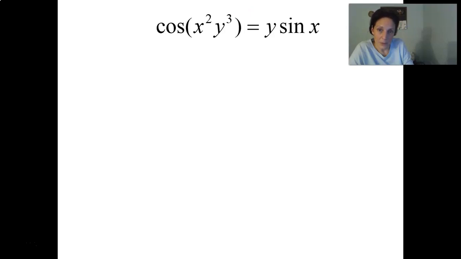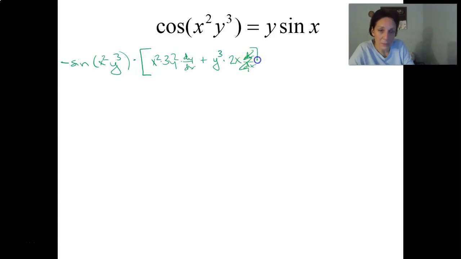All right, so let's do the derivative of the left and the derivative of the right. The derivative of the cosine of something is negative sine of that something times product rule. So x squared, derivative of y cubed is 3y squared dy/dx, plus y cubed, derivative of x squared is 2x dx/dx. We'll cross it out right now.